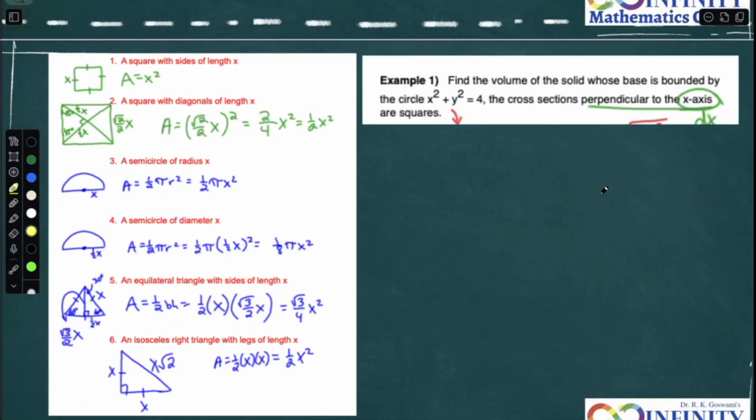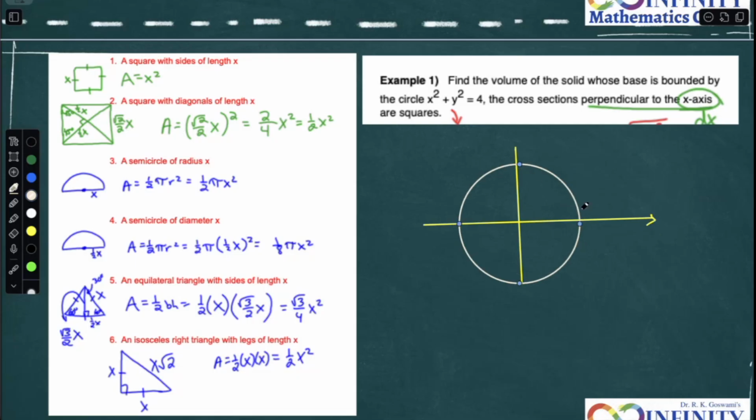Find the volume of the solid whose base is bounded by the circle x square plus y square equals 4, and the cross section perpendicular to the x-axis is going to be a square. Okay, cross section perpendicular to the x-axis. Please help me in sketching the base. The base as per the sketch is going to be a circle. Am I right? What is the radius of the circle? The radius should be 4. Oh, radius should be 2 there.